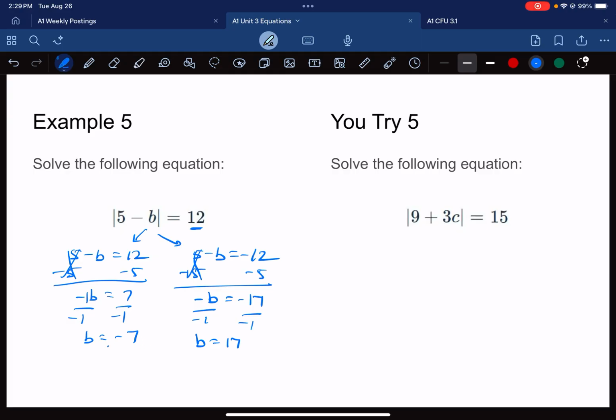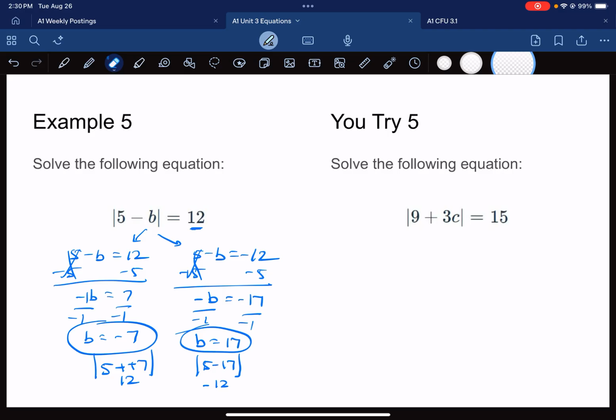Now look with me. I know this is a negative number, but plug it back in. You're going to get 5 minus -7, which is 5 plus 7, or 12, and the absolute value of 12 is 12. Or plug in 17. You're going to get 5 minus 17, which is -12. And what's the absolute value of -12? It's also 12. So these are my two answers. You try the next one.